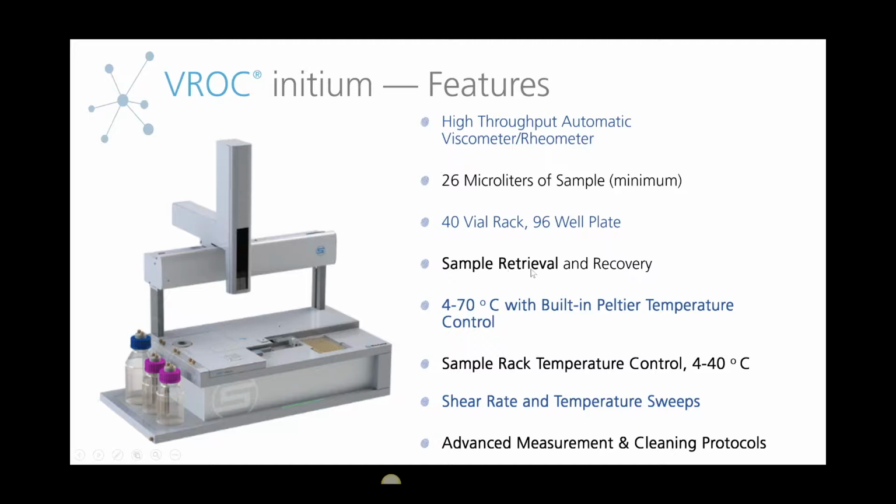So our automated system has what we refer to as a sample retrieval feature, and the benefit of this is that we're going to load a single volume of sample, and we're going to do all our testing on that volume. So that's beneficial for not only minimizing waste of the sample, but also we know the history of the sample. And it's that single volume that experiences all of the temperatures and all of the rates.